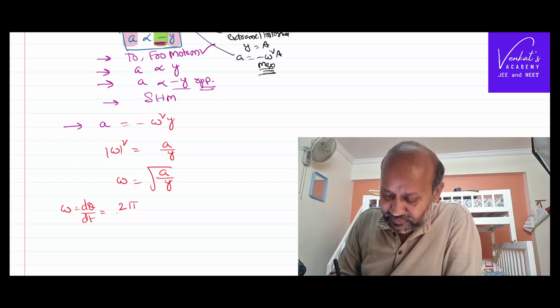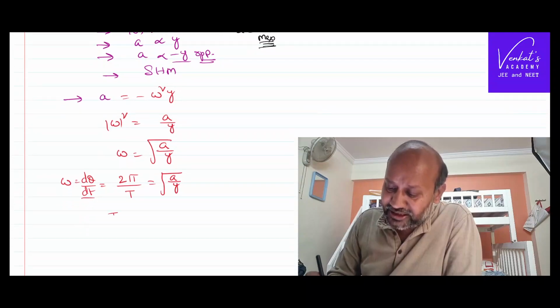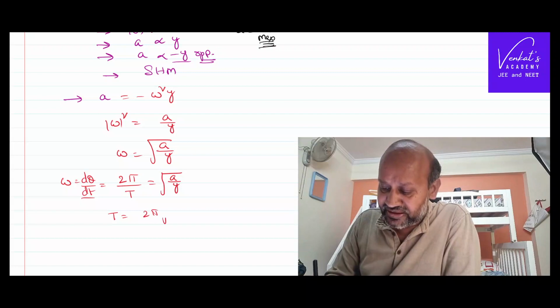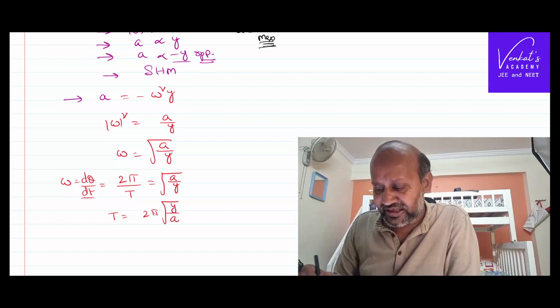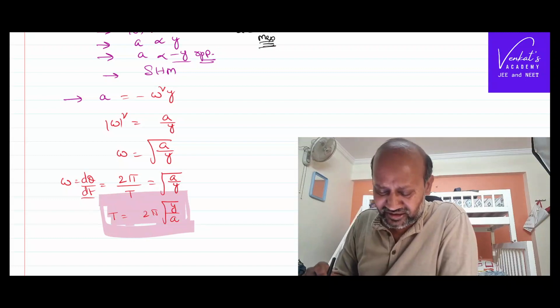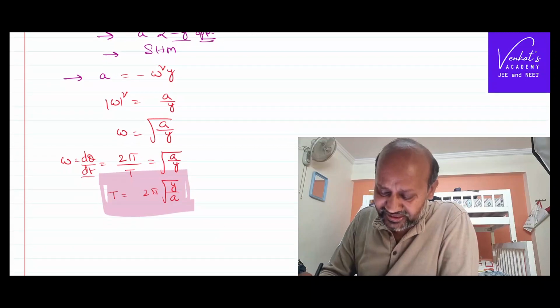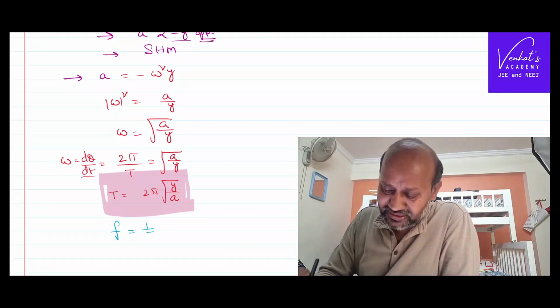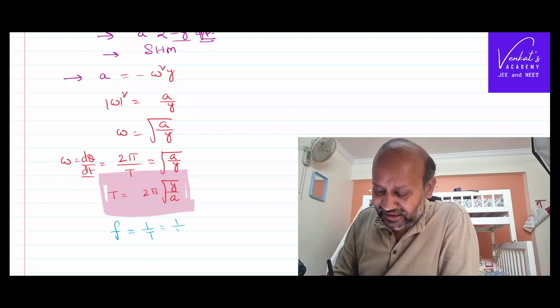When one rotation is completed, the angle covered is 2 pi. The time taken for that is called the time period. So 2 pi by T is the formula for angular velocity, you know it. From that I can write the time period as 2 pi into root of y by a. That's the expression for the time period of a body in simple harmonic motion. Once you know the time period, I can also write the equation for the frequency as the reciprocal of the time period, 1 by 2 pi into root of a by y.